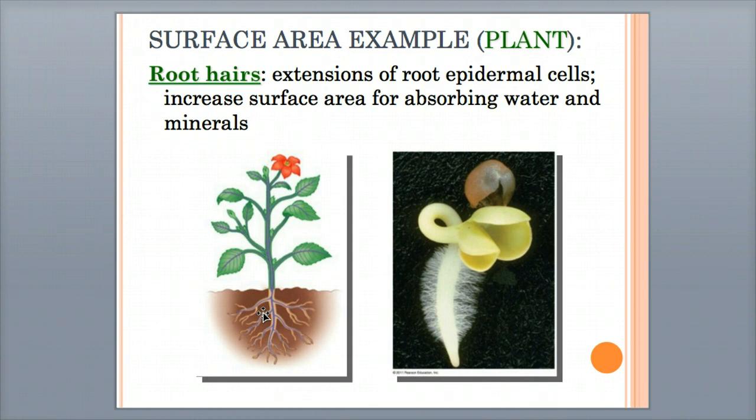So that's the second standard: that you understand two things, prokaryotes and eukaryotes, and also why plants and animals need a high surface area to volume ratio.